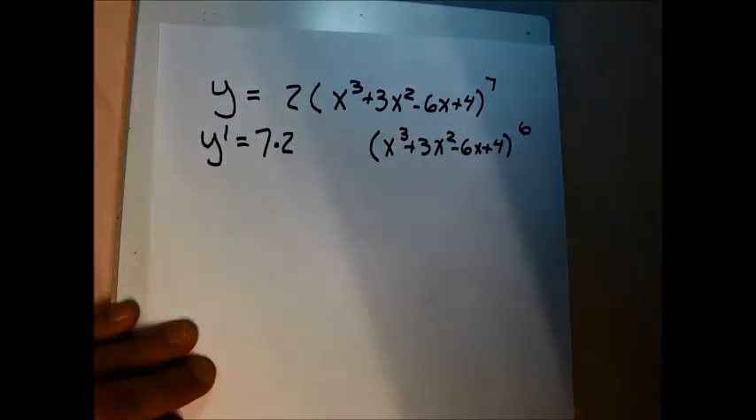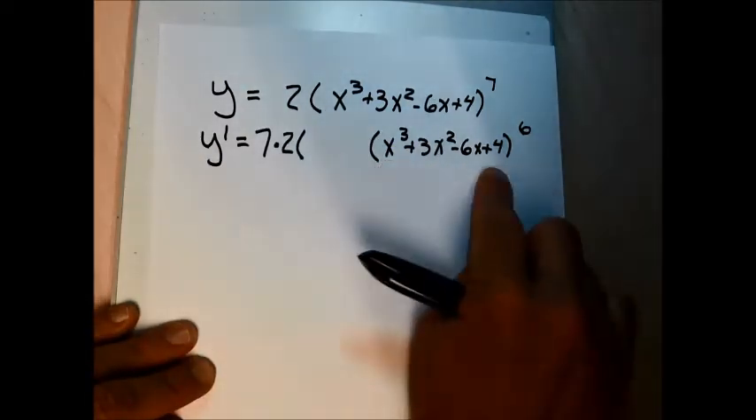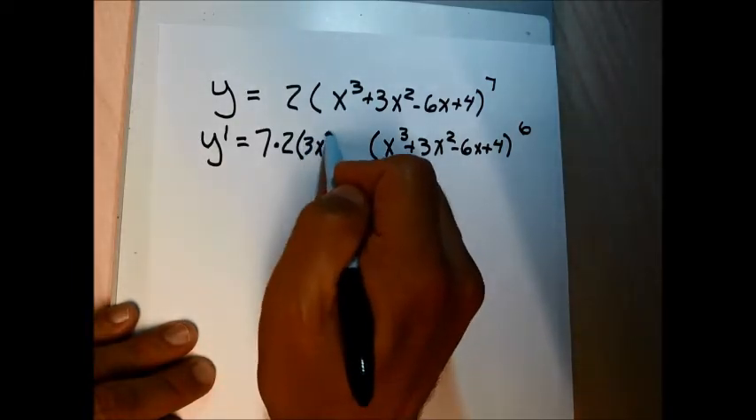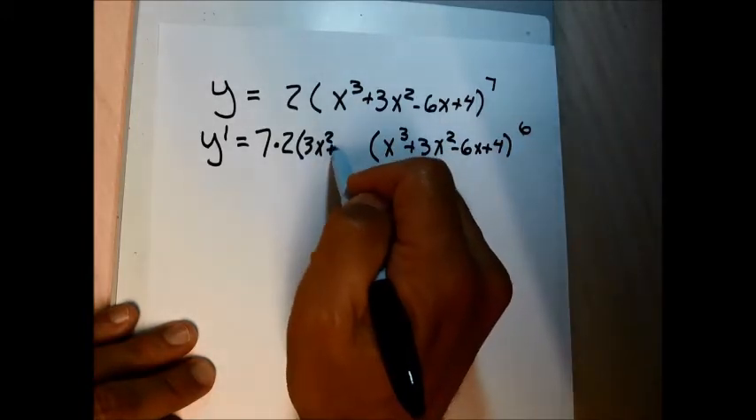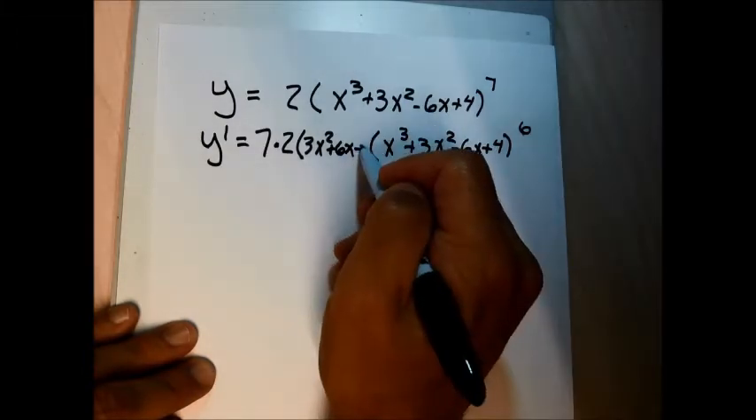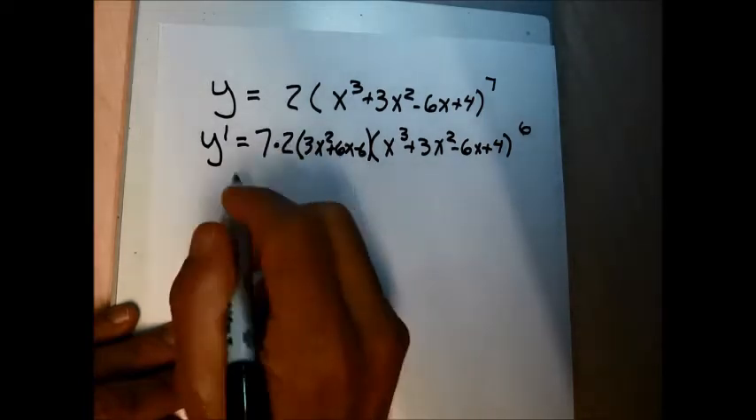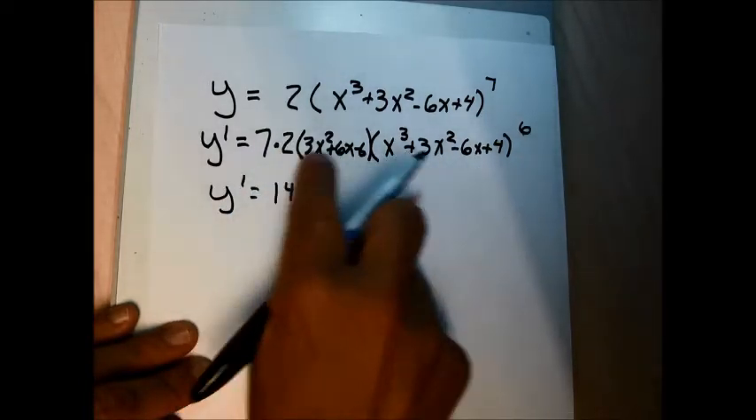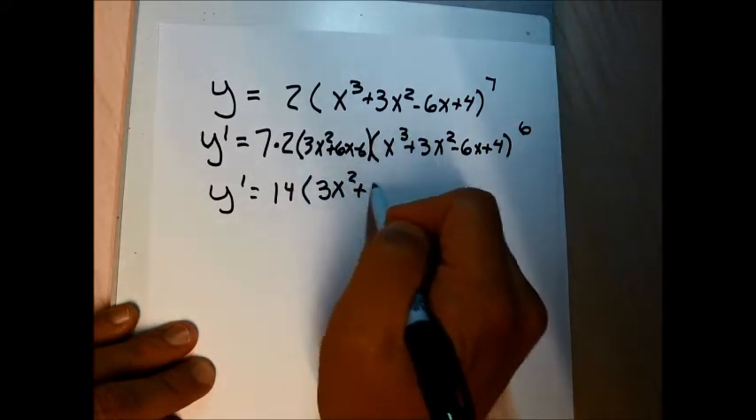Lower the exponent by 1, and now I'm going to put a parentheses, and the derivative of the inside of the parentheses: the derivative of x cubed is 3x squared. The derivative of 3x squared is 6x, and I get that plus sign still. The derivative of minus 6x is minus 6. Derivative of 4 is 0. I'm going to multiply the 7 and the 2 and get a 14. If I wanted to, I could factor out a 3 here, but I'm not going to, because I'm not doing anything with the derivative but taking the derivative.